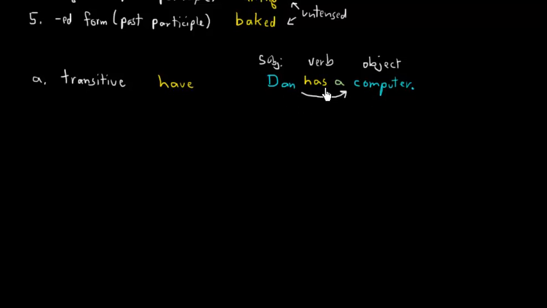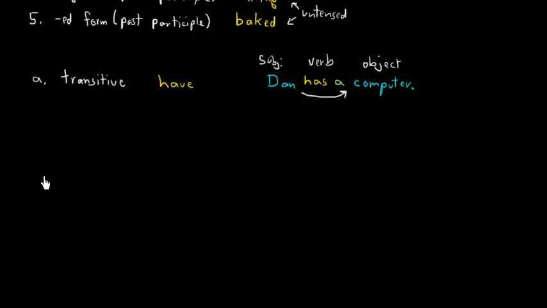So Dan has. Dan has what? Dan has a computer. So the having that Dan is doing is having a computer. So Dan is reading a book. Dan is writing a novel. Okay. Dan is playing a game. Okay, these are all transitive verbs.